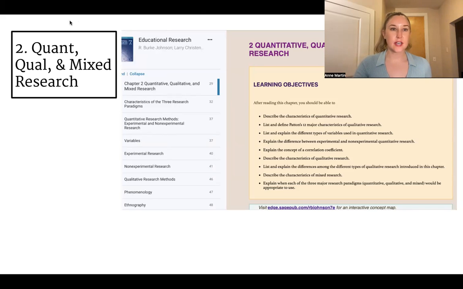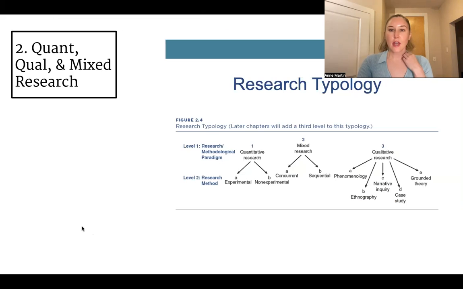So here you can see again a screenshot of what my ebook looks like for chapter 2, the subsections and the learning objectives. And so here are those research paradigms, and this is going to be super important for you as you do your article critique and your research proposal. So I'm going to be asking you to identify the research design or the research paradigm that's being used.